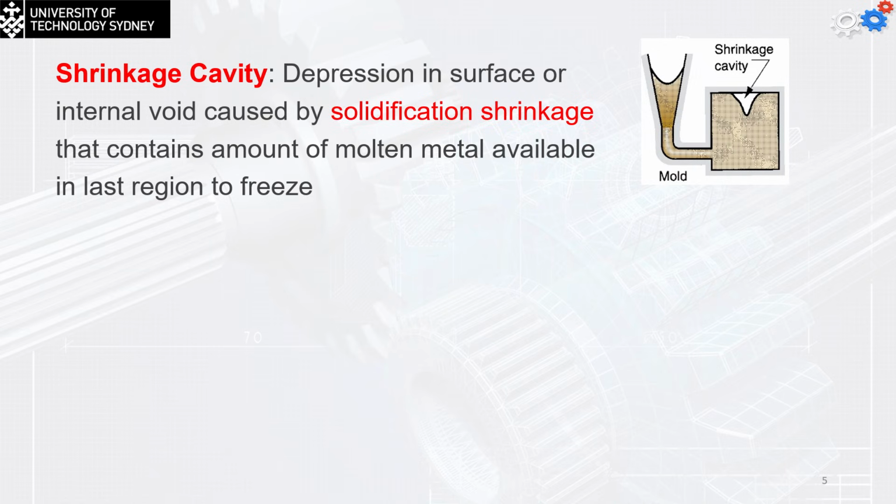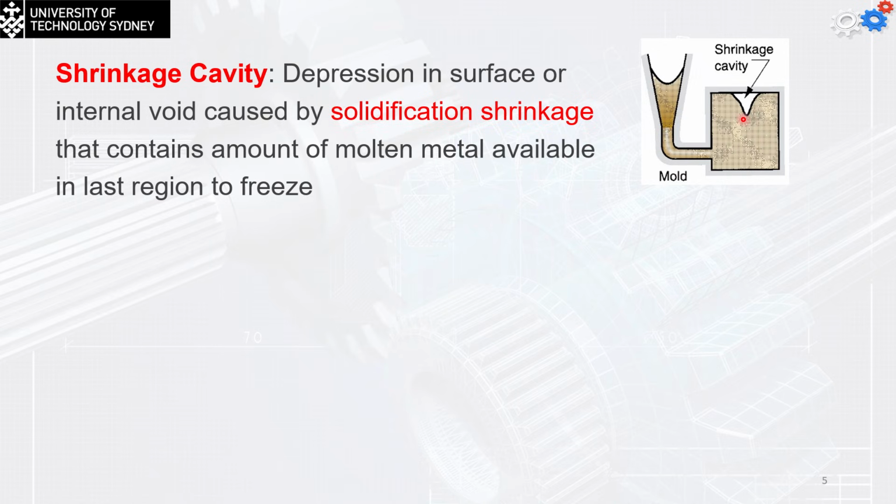We have the shrinkage cavity, and I think we actually explained this one earlier in the shrinkage part. What's happening here is a depression in the surface or internal voids caused by solidification shrinkage. We talked about the solidification shrinkage, and the amount of molten metal available in the last region to freeze. So that's closed. We are going to have molten metal here, it's going to freeze, and this will cause the part to have cavities in between.